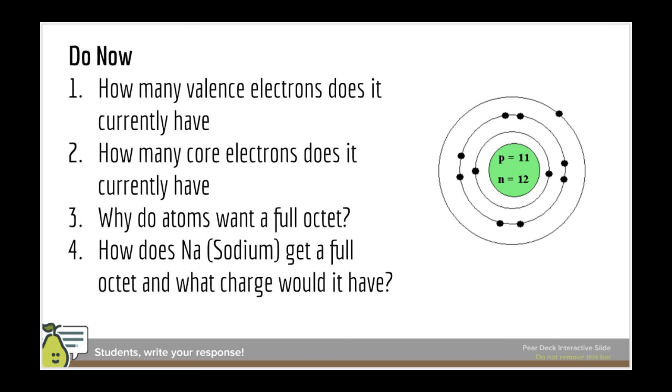In the following day as a do now, I revisited this topic by asking students, how does sodium get a full octet?